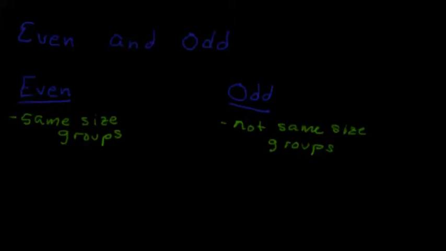Now another thing that we know about if something's even, it means we can pair things up. We can create pairs. Now if it's odd, then we're not going to have pairs.